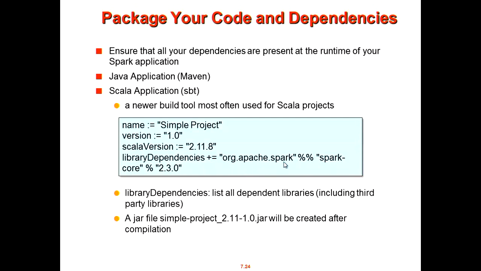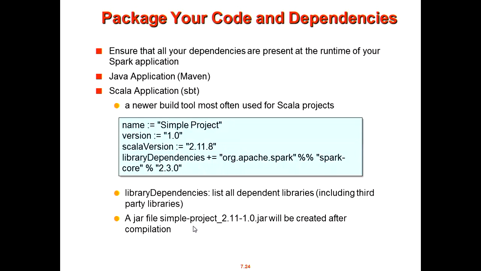So it's Spark Core and Spark SQL with version 2.3.0. It's the most recent version. We also use this version in the labs. And we need to list all the dependent libraries in this file, also including the third-party libraries. So these are Spark libraries, but if you use some third-party libraries, you also need to list them in this file. And then you use SBT to do the compilation.